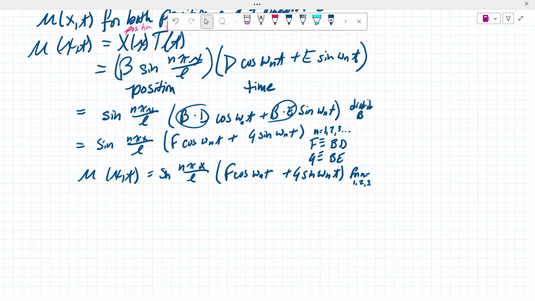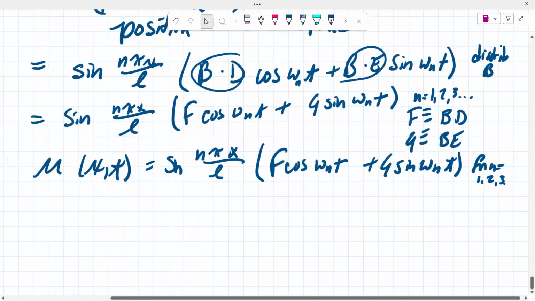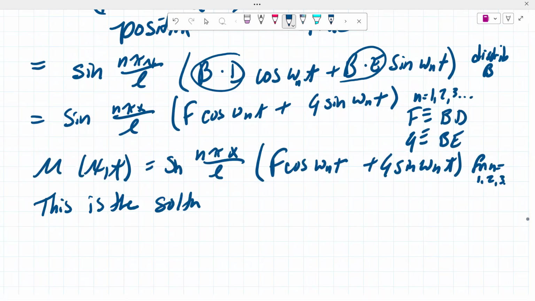Now this is a solution to the differential equation, but since each u sub n of x and t is a solution, their sum is also a solution. So we can also write, okay, this is the solution to the diffy q.